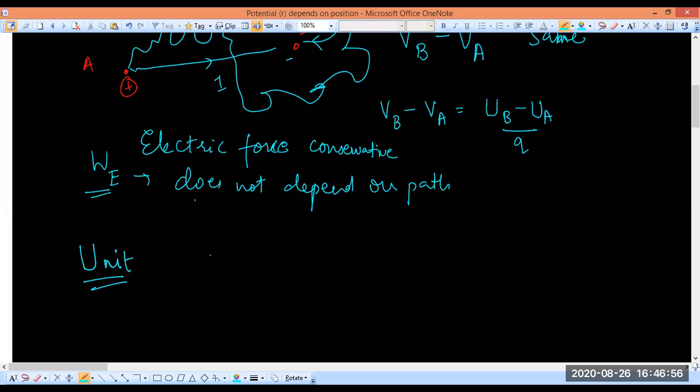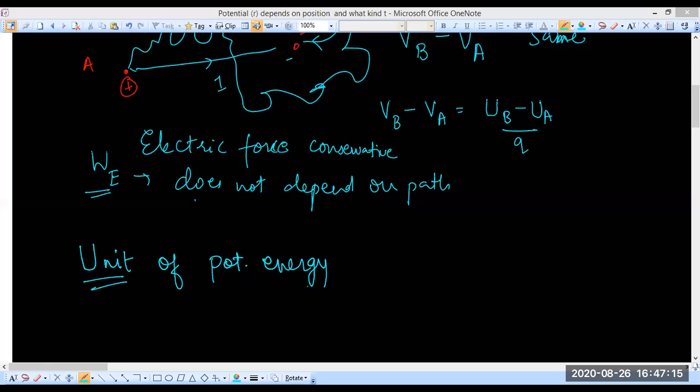Now let's have a look at the unit of potential energy. We'll start with that. Probably I'll answer your question after I complete this potential section. I want to cover a few things about potential, and then we'll take your question. So, unit of potential energy.